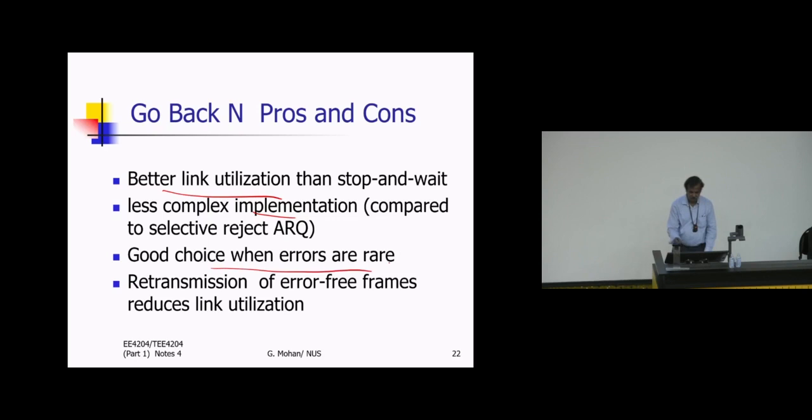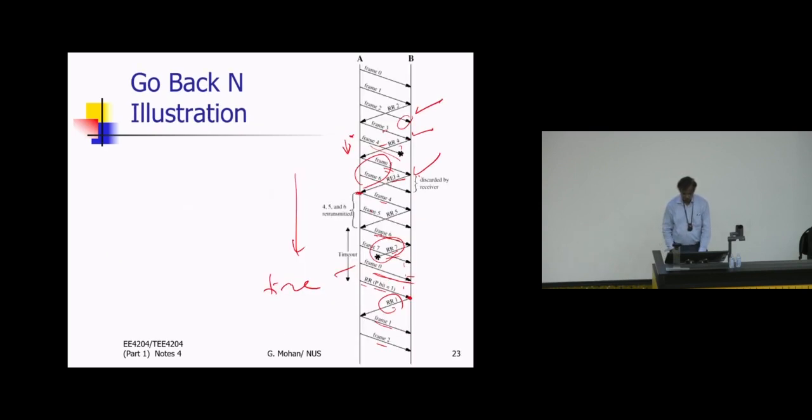It's a good choice when the errors are rare. Why? Because in the event of error, the sender may have to retransmit good frames also. So if the error probability is small, we can go for this. Retransmission of error frames is obviously an overhead that reduces link utilization because it's not useful. Why should it unnecessarily retransmit the good frames?